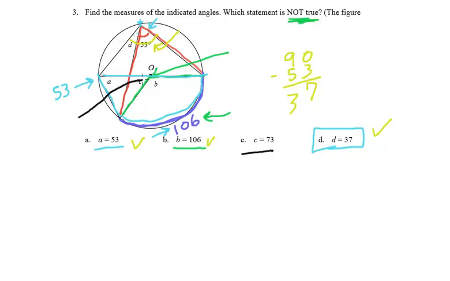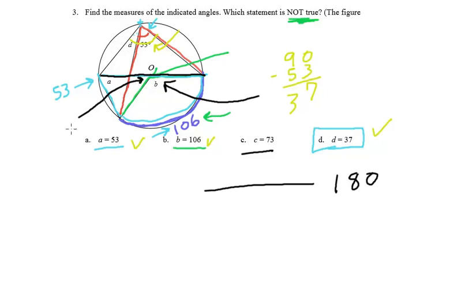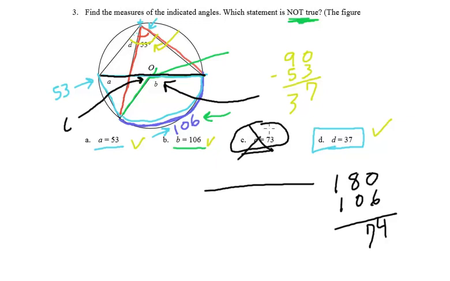And so then just to take it to this final step, we have C, this angle right here. Well, we have a line right here. We know a straight line is 180 degrees, and we've already determined that B is 106. So whatever is left over is what C is. 106 from 180 is 74. This said C is 73, so this is not correct. Hopefully that makes sense, and that's number 3.